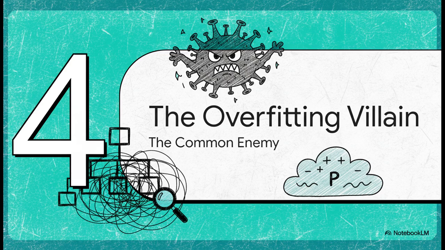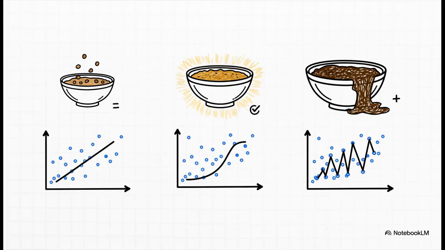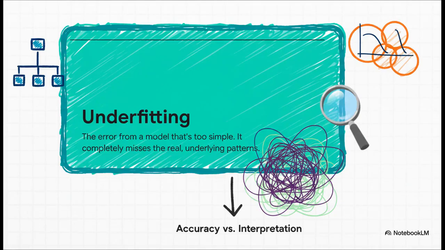Okay, so here's where the stories of our logical detective and our probability casino start to come together. It turns out both of these powerful but very different approaches face the exact same enemy, a villain that we call overfitting. The central battle in all of predictive modeling really comes down to finding that sweet spot. It's the classic Goldilocks problem, right? You don't want a model that's too simple, you don't want one that's too complex, you need one that is just right.